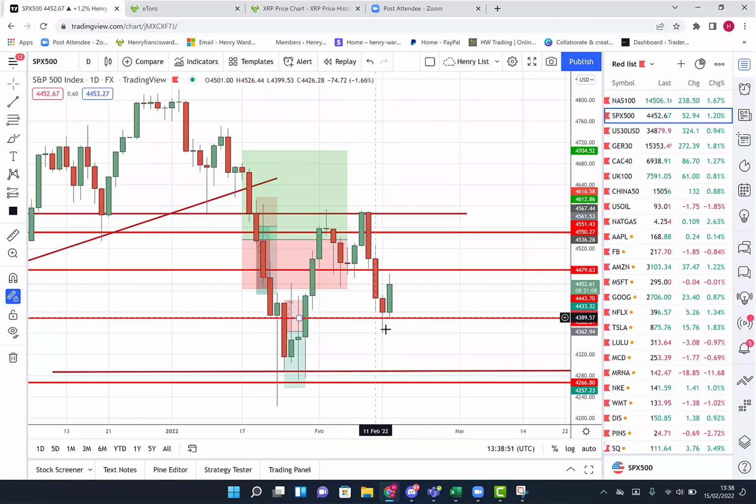So buying this here, again, I wouldn't have expected you guys to take that. It'd be a very aggressive trade. It's not something that I would have expected, but again, some people will have taken that.